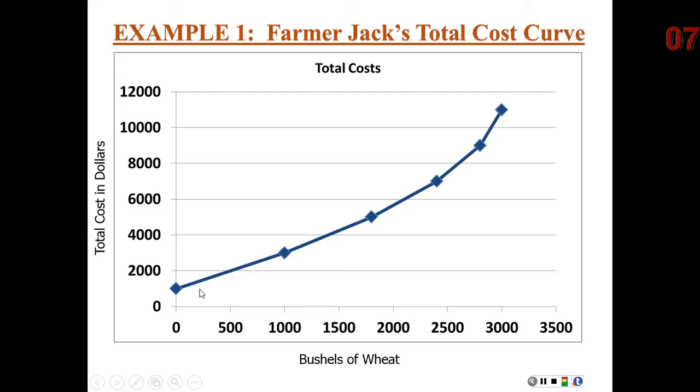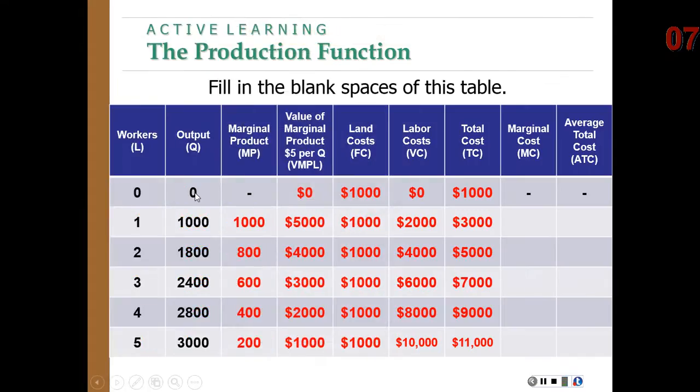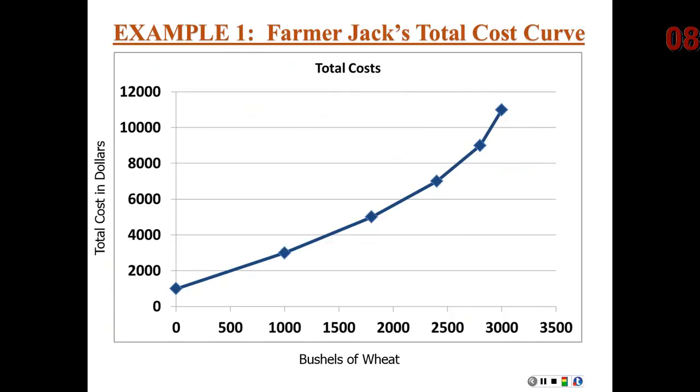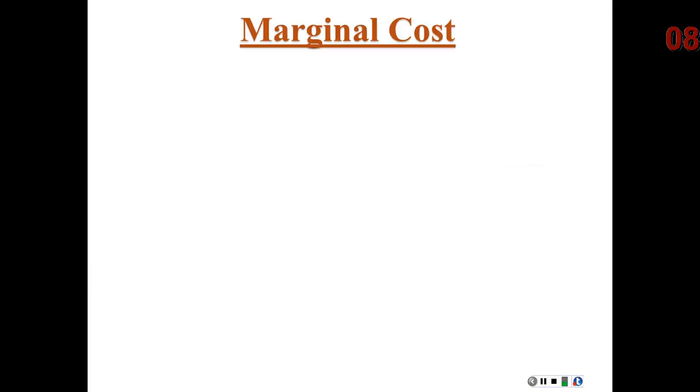Think about those workers. We are hiring the third, the fourth, and the fifth worker for Farmer Jack. Those workers each cost Farmer Jack the same amount, $2,000. But each worker is adding less and less, right? The second worker is adding 800 bushels and cost him 2,000. The fifth worker is only adding 200 bushels and still costing him $2,000. And so because of that, we get an exponential total cost function. That's important because of diminishing marginal product.